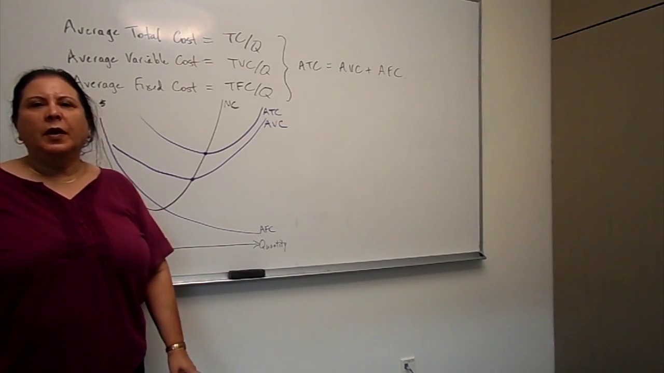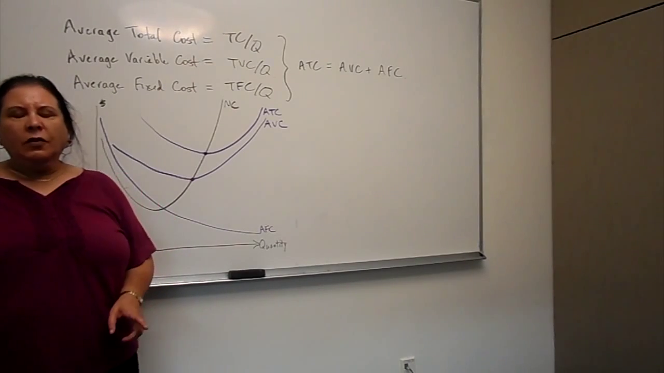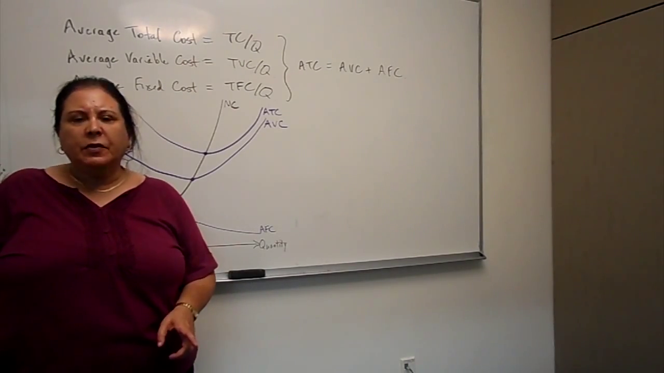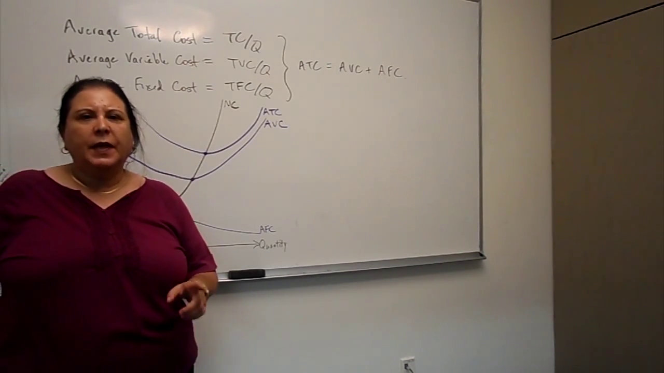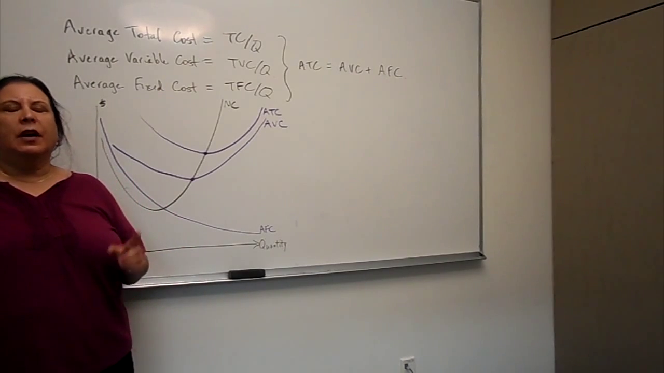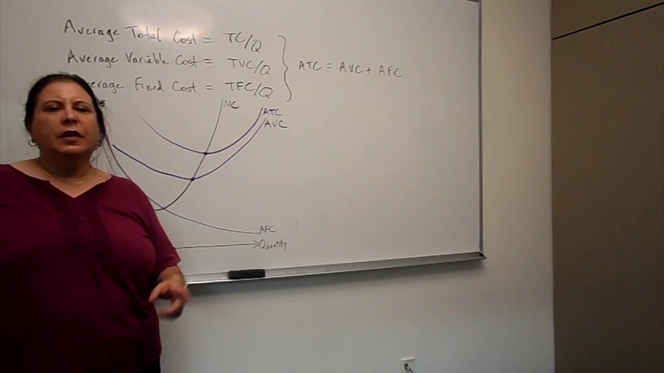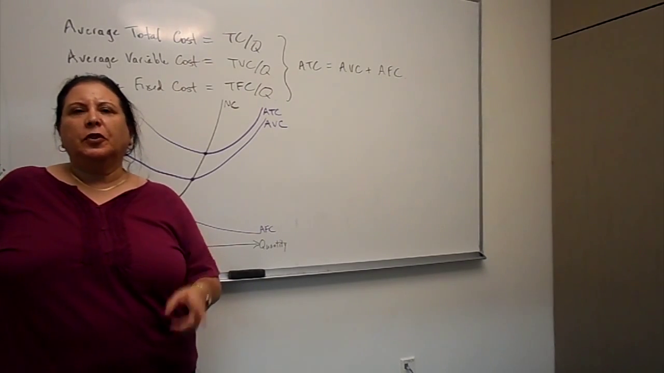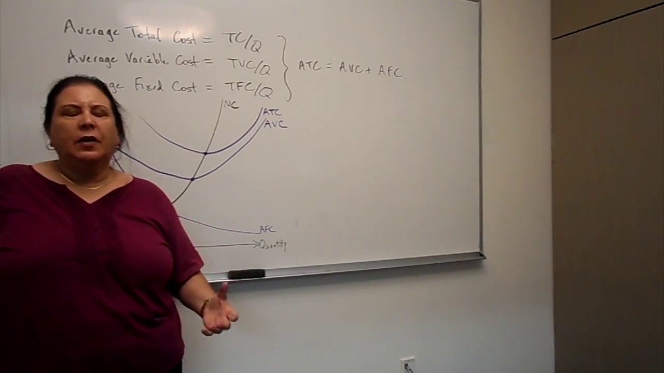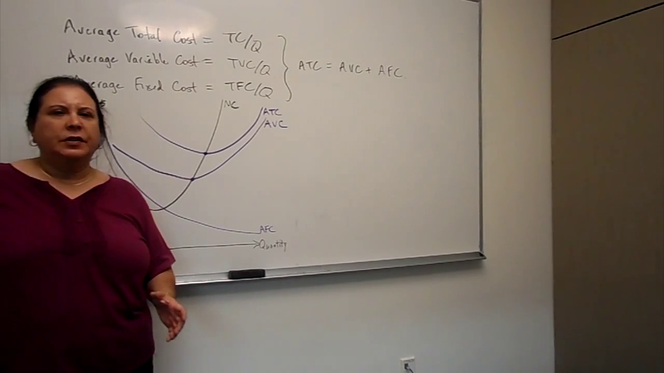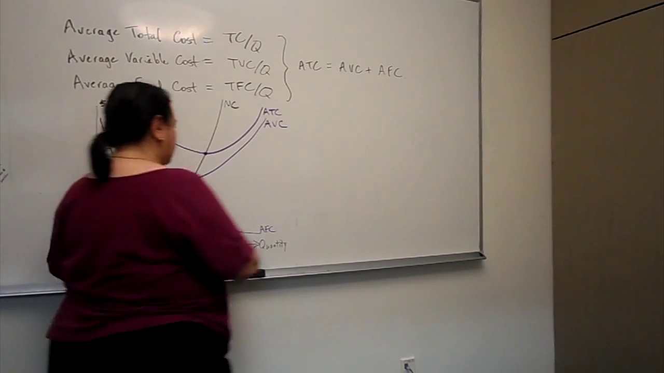Okay. What about costs in the long run? Okay. In the long run, we said the firm is going to be able to choose the amount of capital and labor that minimizes the cost of producing the amount of output. That means in the long run, the firm is going to be able to produce each amount of output for its minimum amount of average total cost. So in the long run, average total cost looks like this.